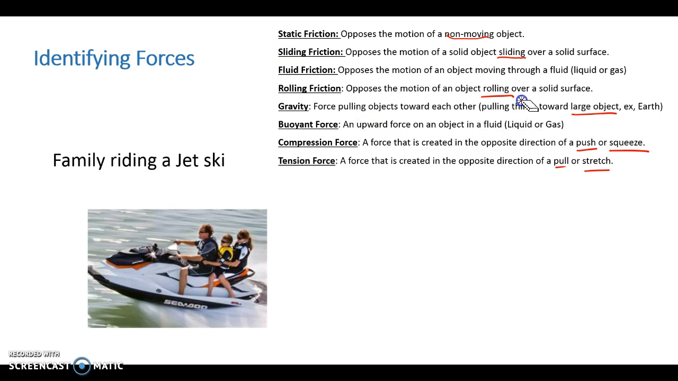We are going to go ahead and start with a diagram, and in this case we have a family riding a jet ski. It looks like the jet ski is moving. The first one I'm going to do is go ahead and draw in gravity. Because it's a force pulling objects toward each other, this object would move towards the earth. So gravity is going to be moving in that direction. So I'll put a G there for gravity. Number 1, gravity.